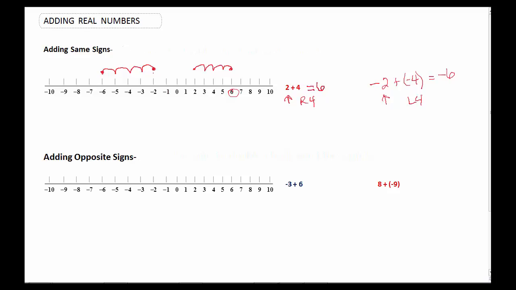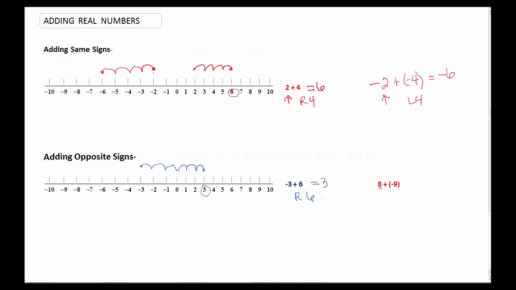Alright, so what happens if we have different signs, like this example of negative 3 plus 6? So again, you start wherever it is, and you start at negative 3, and then it asks us to go 6, so this is a plus, so we're going to go right 6 units. So from negative 3, we go 1, 2, 3, 4, 5, 6, and we're at 3.